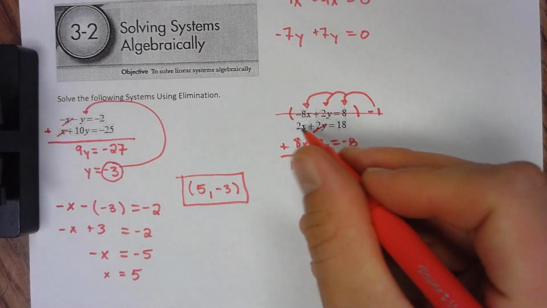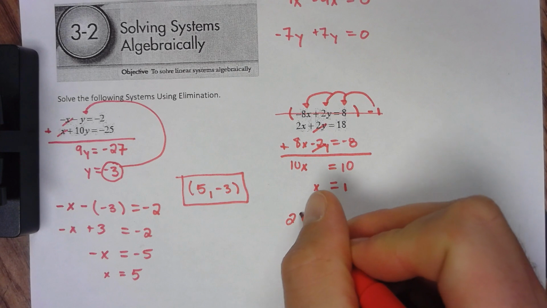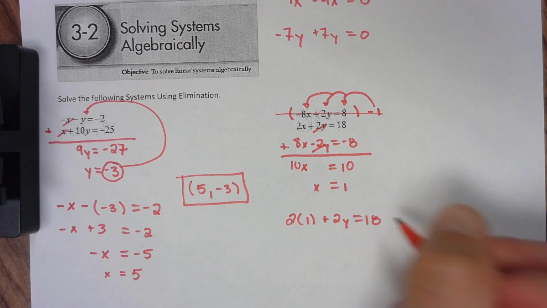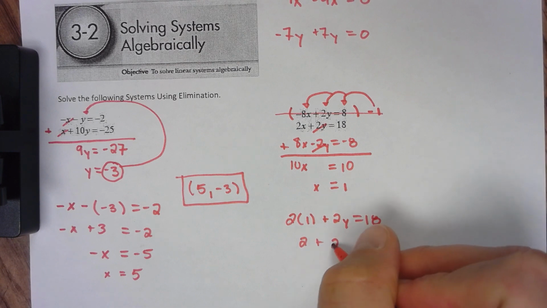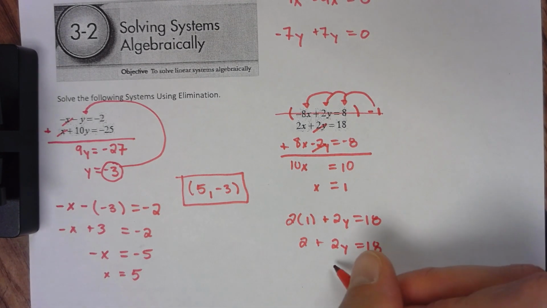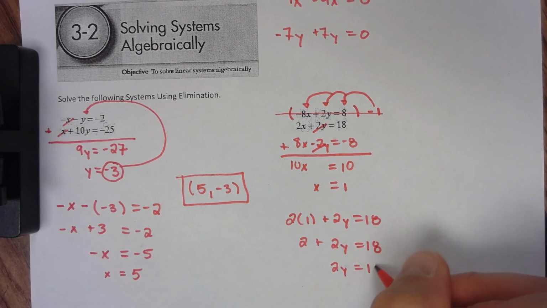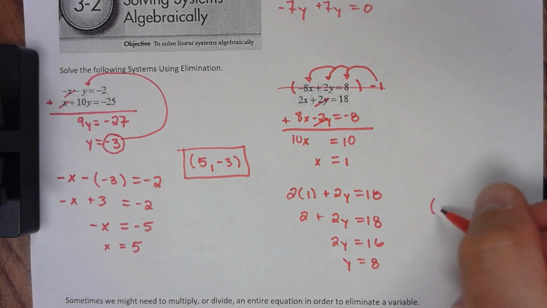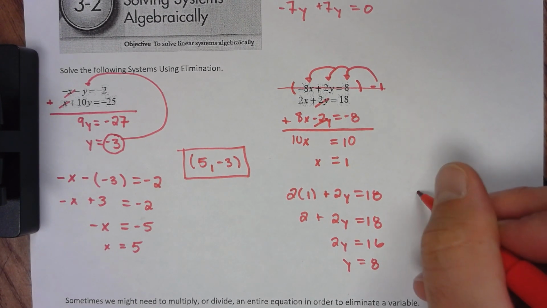So I'm going to sub that in. Let's do the bottom equation. So 2 times 1 plus 2y equals 18. 2 plus 2y equals 18. 2y equals 16. And y equals 8. And so our solution here is 1, 8.